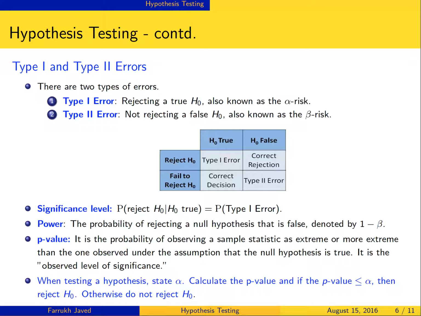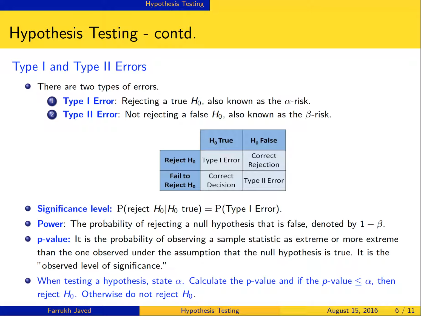Now we move on. There are two types of errors we can make when we are working with hypothesis testing: Type 1 error and Type 2 error. That's what we use in standard statistical books. These are the notations. You should remember that. Type 1 error is rejecting a true H0, rejecting a true null hypothesis.